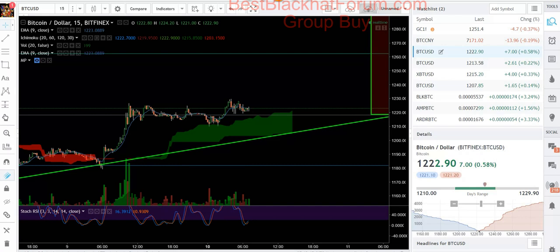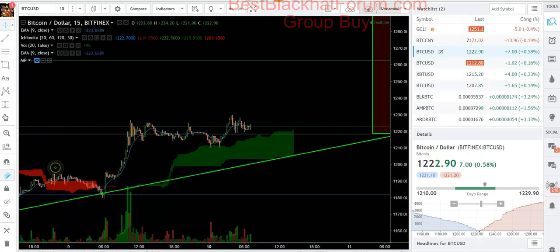Very bullish. Yeah, I mean, I'm sure some people were expecting this to hit 1250 overnight, but that doesn't work like that. It has to climb in layers and tiers.